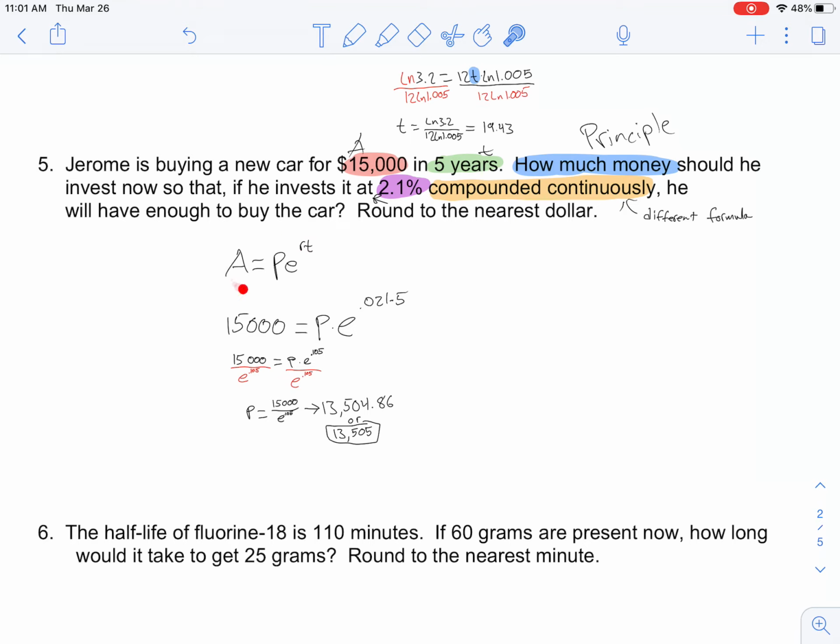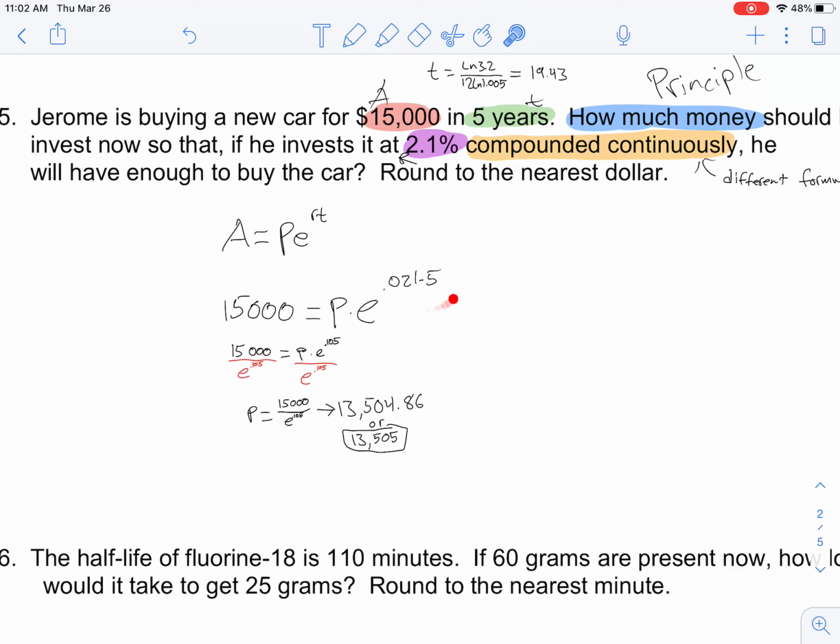As long as we can keep those formulas straight and pull the information out of our problem, then they do become pretty easy to solve. So I'm taking my amount, 15,000, that was in red, equals my principal. We don't know how much that is, so that's my blue highlighted up here. We're leaving that times e, that's just the number value, raised to the 0.021 power times 5. So it's 5 years times 0.021.